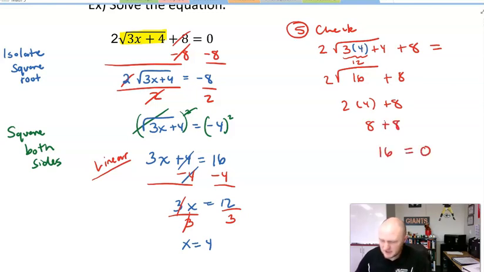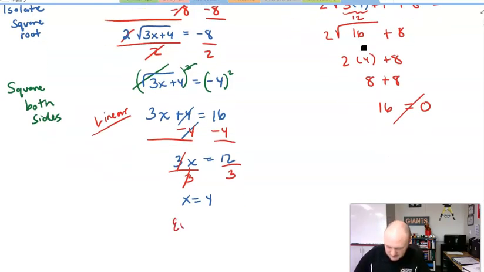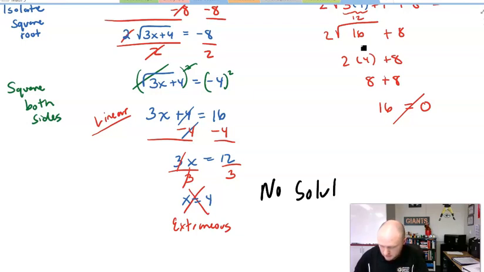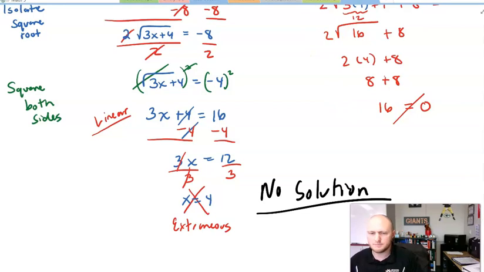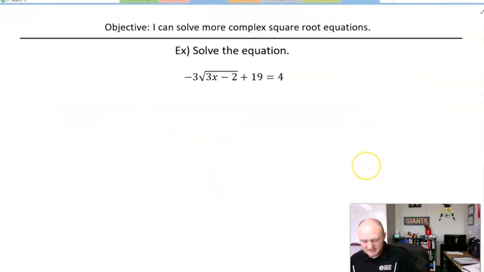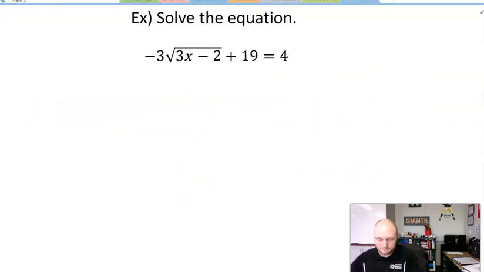So does 16 equal 0? No, it does not. So this is extraneous. Throw that out, and our answer is no solution. No solution. Didn't work. Here's the next example. Please go ahead and write this one down.